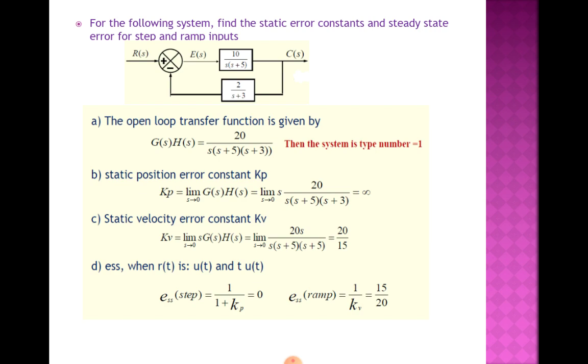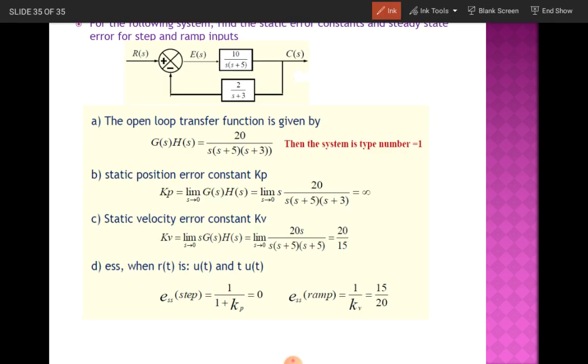Next, we will solve a problem where we will find the static error constants and finally the steady state error for step and ramp inputs. Again here you are given a closed loop system. So first write what is G of s H of s. Multiplying these two, G of s H of s, we will get 20 divided by s into s plus 5 into s plus 3. Here the s term is coming, so it is a type 1 system.